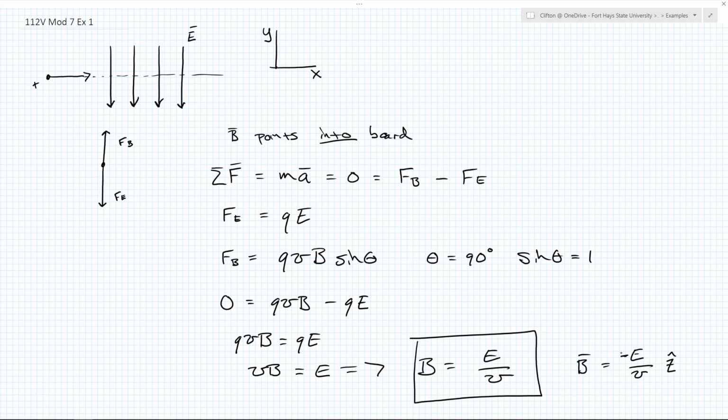This is called a velocity selector because it's used to select particles with a given velocity. If I increase the velocity here by a little bit, then that will change what the magnetic force is, and I won't get a particle traveling along a straight line. So only particles with a specific velocity will travel along straight lines.